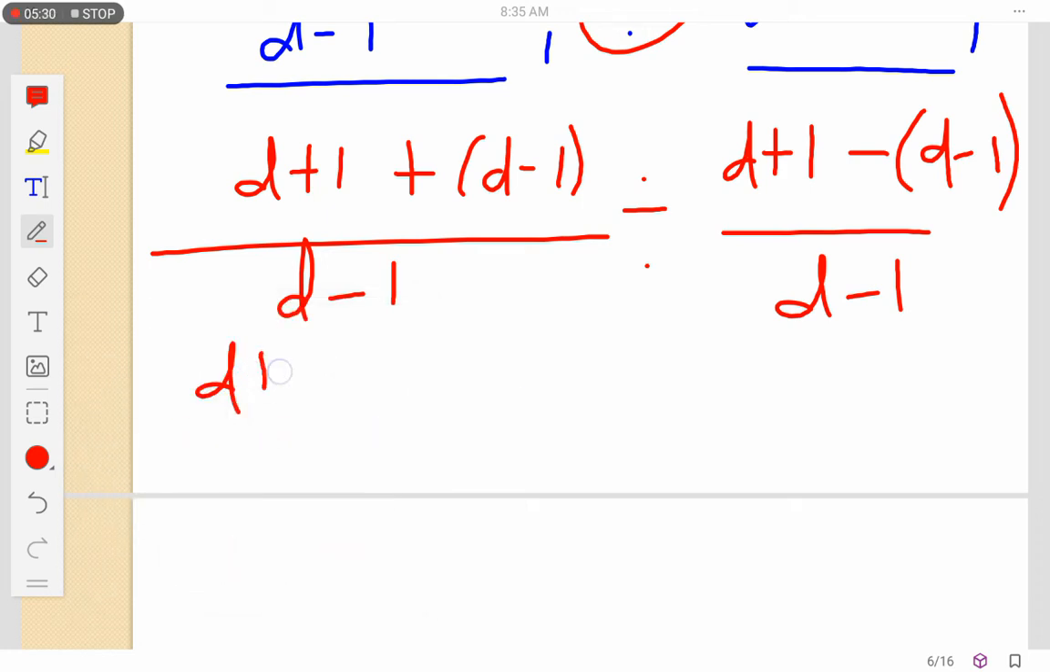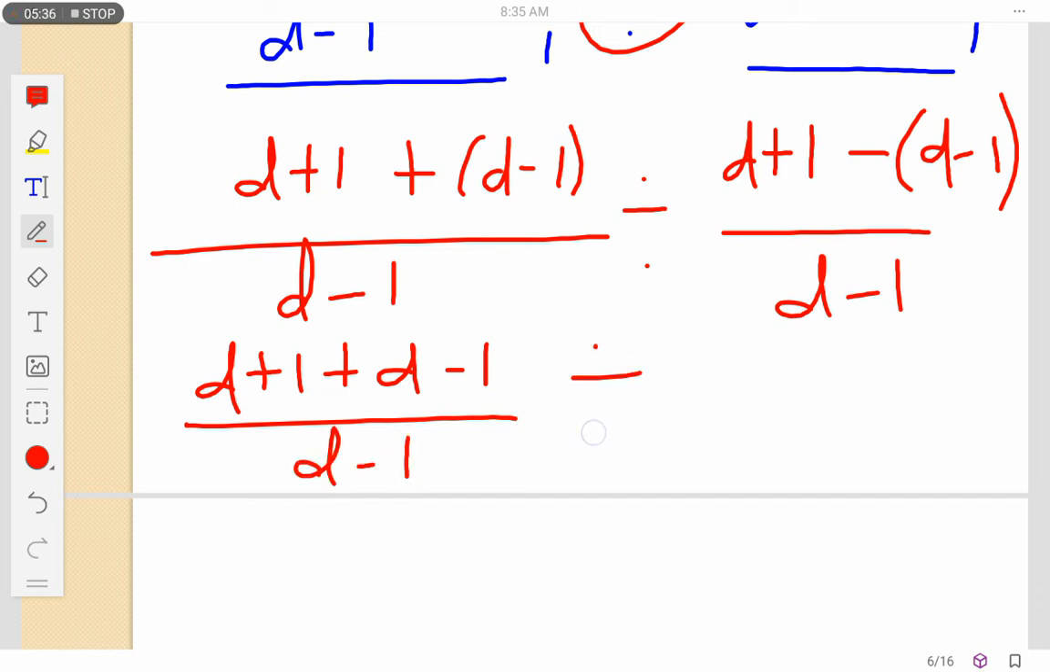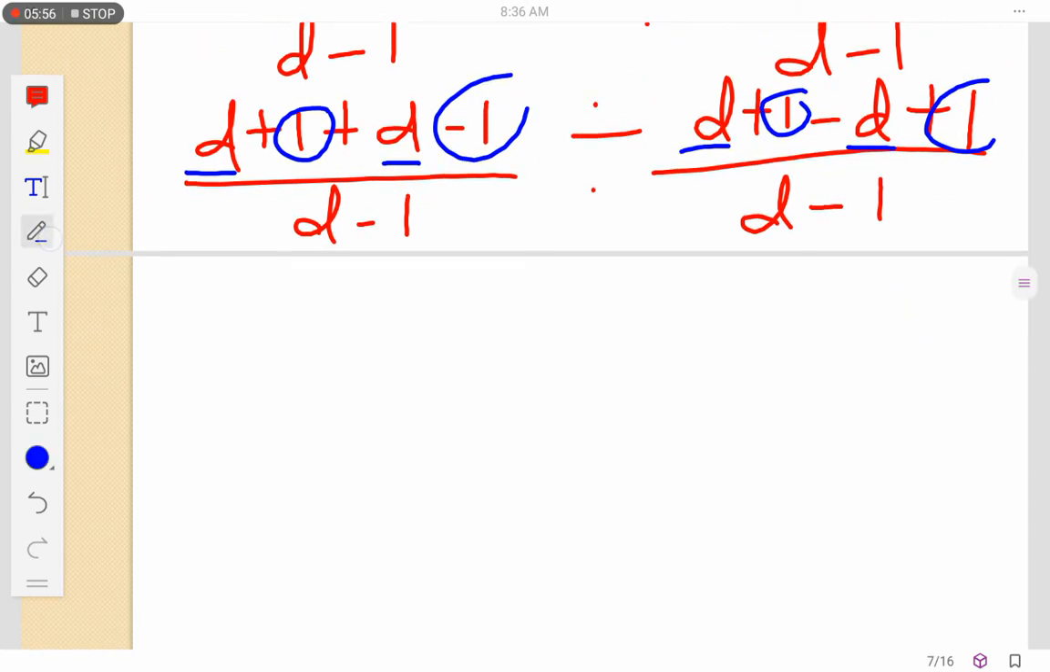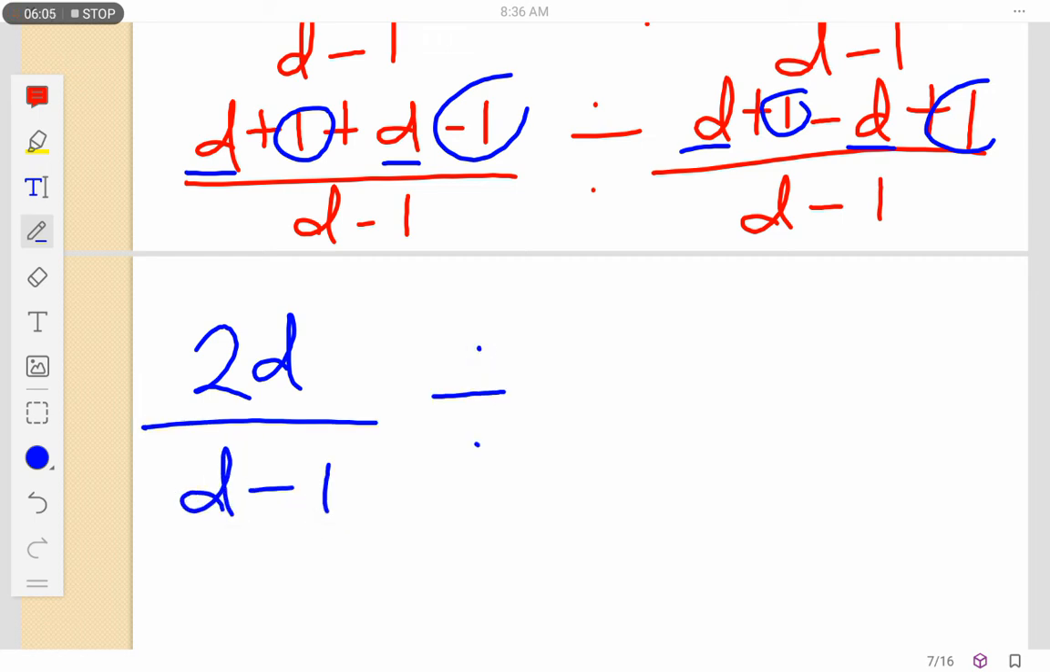I've got D plus 1 plus D minus 1 over D minus 1, divided by D plus 1 minus D plus 1 over D minus 1. So this is where we are now. I will simplify the D's together and add them, the ones together and add them. D plus D, I'll have 2D, then plus 1 minus 1, I get a 0. So it's 2D over D minus 1, divided by, for this one, D minus D, I get a 0, 1 plus 1, I get a 2 over D minus 1.